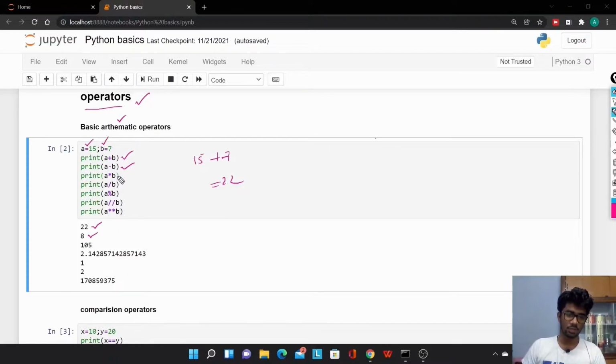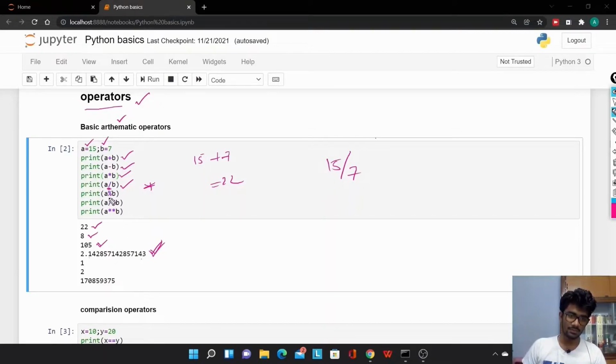In the same way, we also know the multiplication operator. The star is called the multiplication operator, which is used to multiply two values, and we are getting the output 105, because 15 7s are 105. And then the forward slash here indicates the division, the normal division in our daily life. The slash indicates the division operator. So when you divide 15 by 7, we'll get the value 2.14 something, because this is not a proper division, right? 15 divided by 7 is not a proper division, so that's the reason we are getting some 2 point something value.